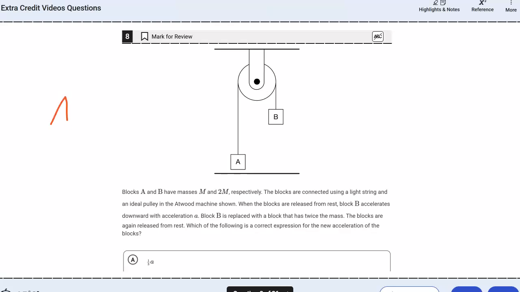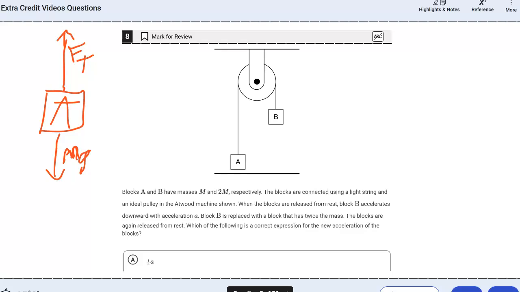For block A, in our free body diagram, we have our weight force, which is mg, pushing down, and going up would be our tension force. And our tension force would be larger than our weight force, hence a larger arrow, because when the blocks are released from rest, block A shoots up.